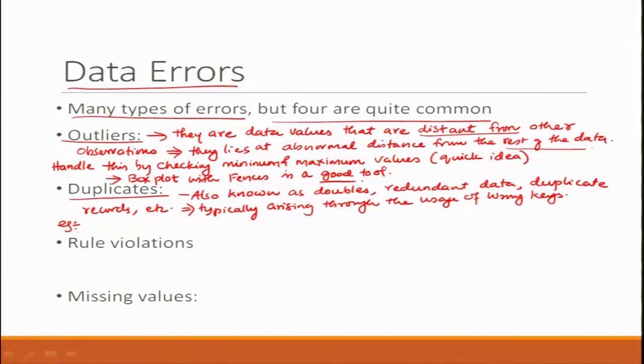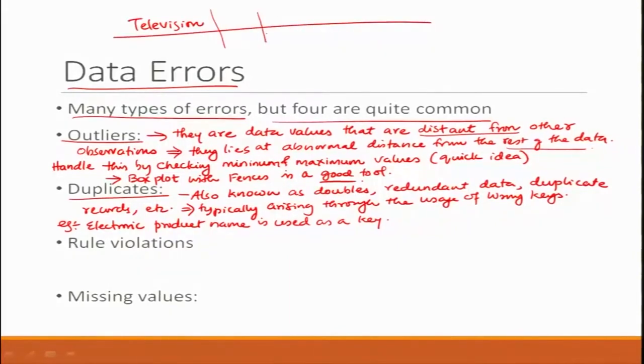Assume that electronic product name is used as a key. So, one electronic product is called television. This is an electronic product. And let us say we are storing the data of the available LED television models in the firm, and we say that we have 32 inch, 38 inch, then 43 inches, 58 inches and 100 inches, let us say.